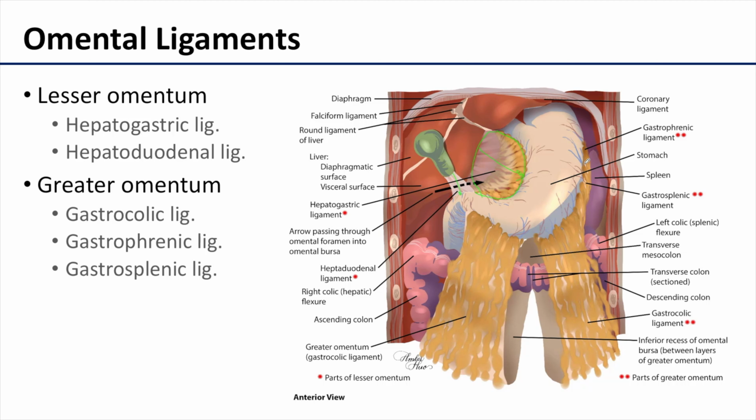The greater omentum hangs from the greater curvature of the stomach, and there are several parts to it. The lion's share is the gastrocolic ligament, or the omental apron, which falls down over, or anterior to, the transverse colon and then comes back around to the transverse colon. So this would be 4 layers of serous peritoneum. We also have a gastrophrenic ligament, not pictured here, which helps to connect the greater curvature to the diaphragm, and a gastrosplenic ligament, which connects the greater curvature to the spleen.